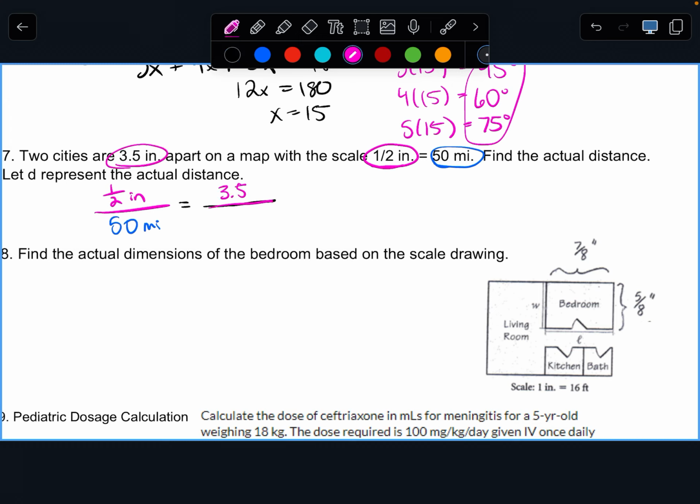That saves you in higher level math too. It says 3.5 inches, and they want to know the actual distance, so you're going to just put X miles there. As long as you can get it, you're fine. Some of you might do that in your head, but sometimes the scale has annoying, ugly numbers. This is how you would set it up, and you would just cross multiply. 50 times 3.5 is 175, and then double.